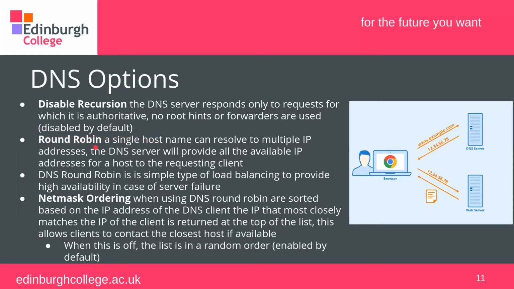Round robin is when you have 3 or 4 DNS servers, and each time a request comes in, it goes to a different one in a round robin kind of way. So the first request goes to the first server, second request goes to the second server, third request, and so on, depending on how many you have. That's a simple type of load balancing that can give us high availability in case of a server failure. So if DNS was very important, you might want to include that.